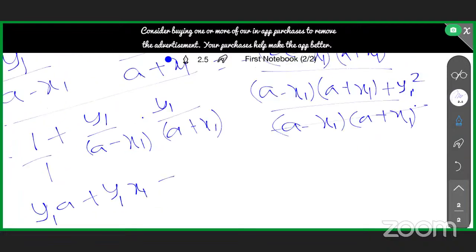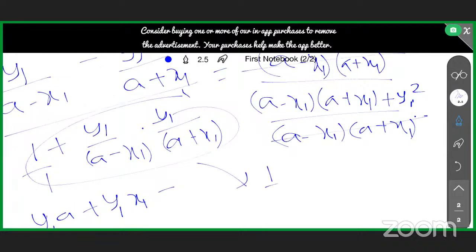Okay, sir. You have taken the entire thing in the form of 1 by 1 plus y1 square by a minus x1 into a plus x2. Dear students, you are telling you are IIT students, if I skip one step, so many doubts are coming. My God.